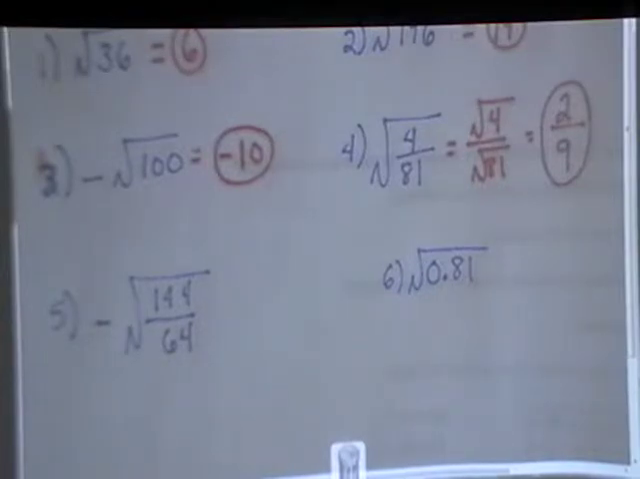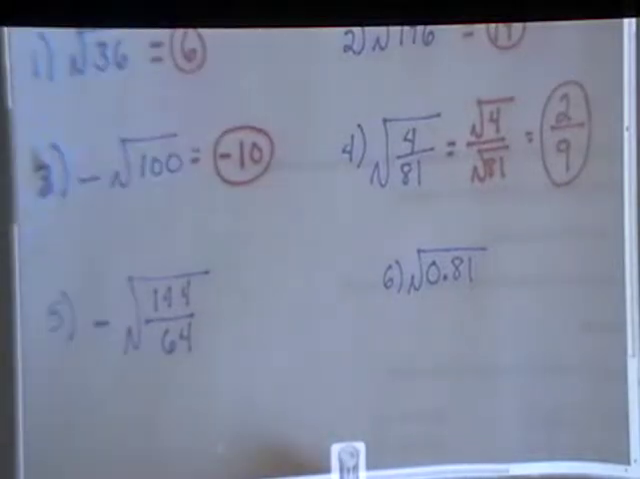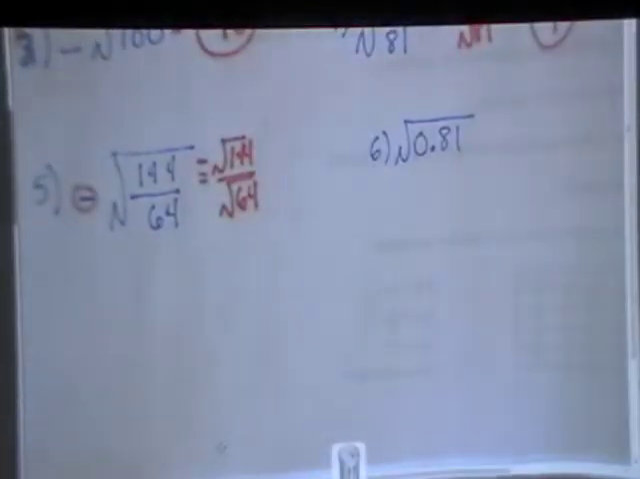Alright, so let's do number 5. Go ahead and separate it. Your numerator would be the square root of 144. Your denominator is the square root of 64. Alright, so I get the square root of 144 over the square root of 64. Now, I forgot my little negative, so let me put that out front so I don't forget it.